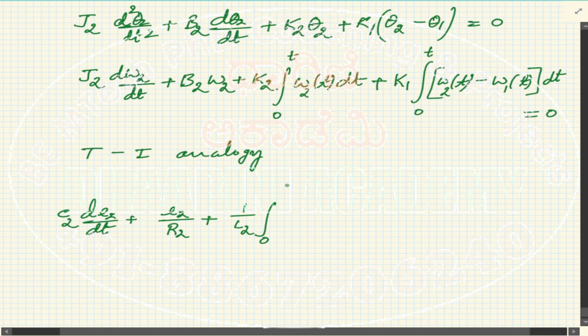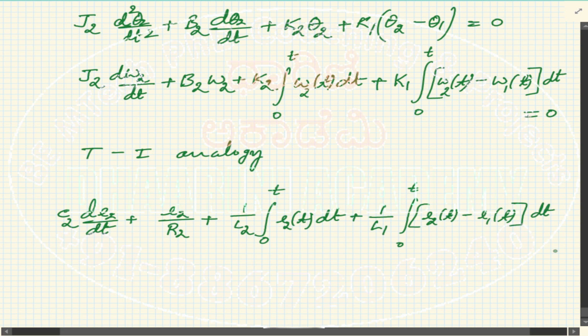integration E2 of t dt, plus 1 by L1 integration 0 to t, E2 of t minus E1 of t dt, right, equals 0. So call this equation number 2.